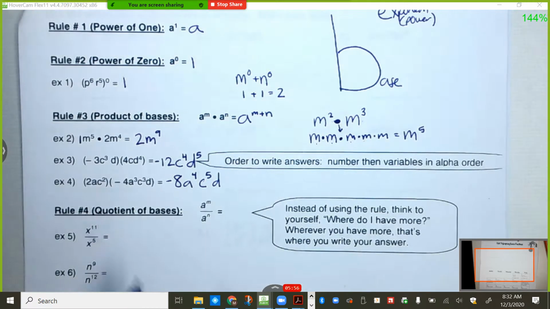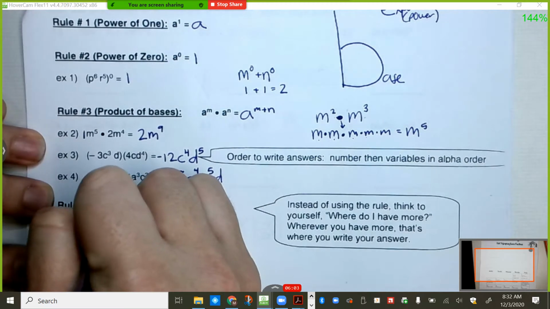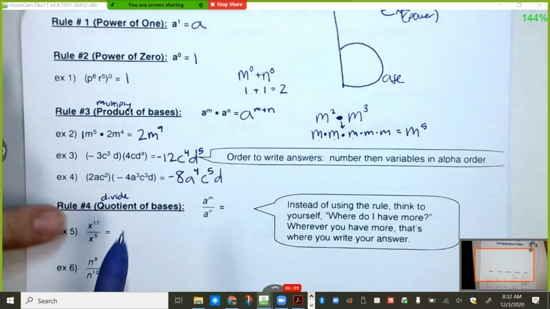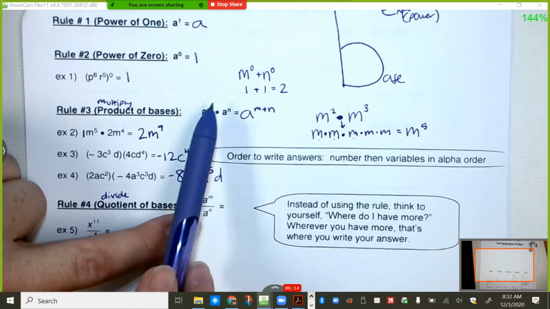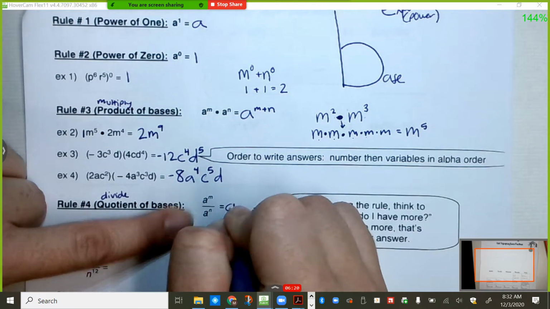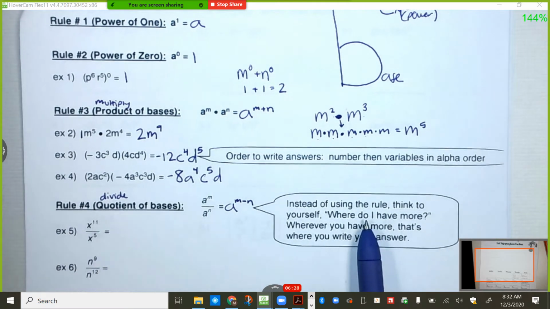Okay, so let's look at what does quotient mean? Division, divide. Just like product means multiply. Okay, quotient of bases, when the bases match. Well, if you add when you multiply, what do you think you do when you divide? Subtract. A to the top exponent minus the bottom exponent. Now, instead of using this rule properly, I'll add that word in there: always think about where there are more numbers. So let's look at an example.